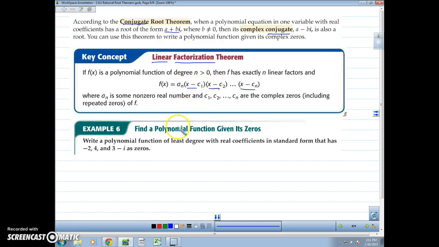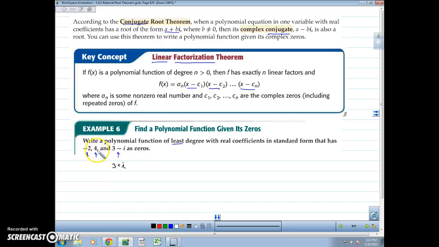So for example 6, it says to write a polynomial function of least degree with real coefficients in standard form that has -2, 4, and 3 minus i as zeros. So the first thing we should notice is that we have 2 real zeros, -2 and 4, and we have one complex imaginary one, 3 minus i. Now according to the conjugate root theorem, if 3 minus i is a zero, that automatically means that 3 plus i has to be another one.